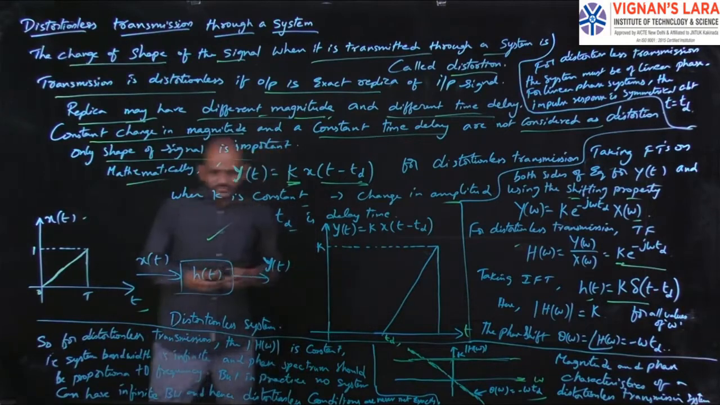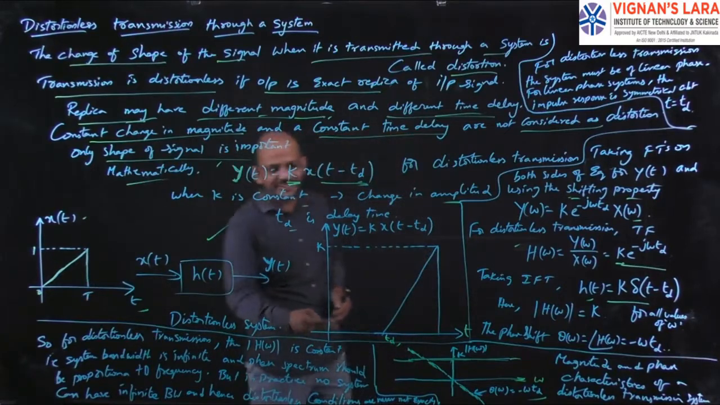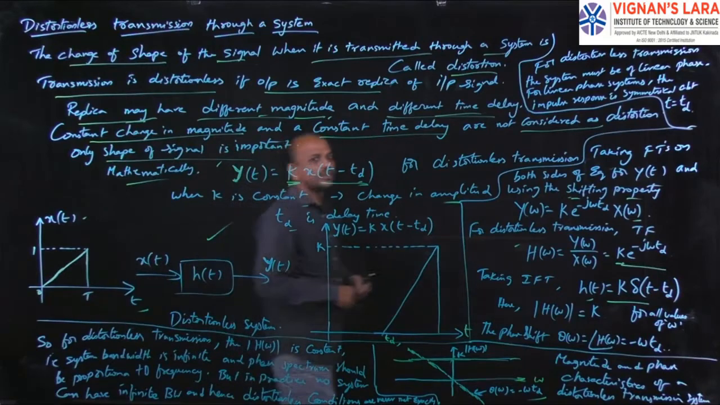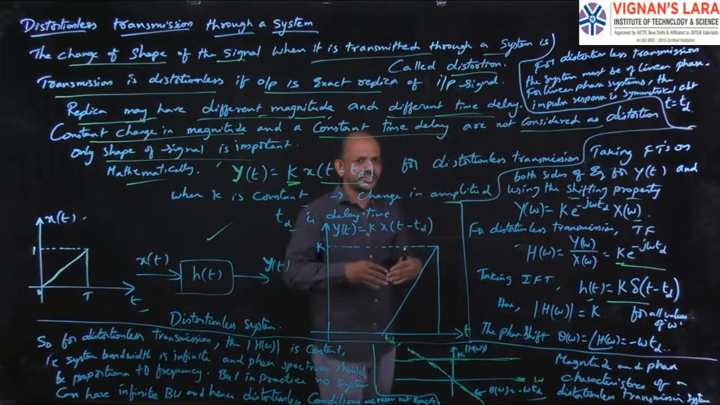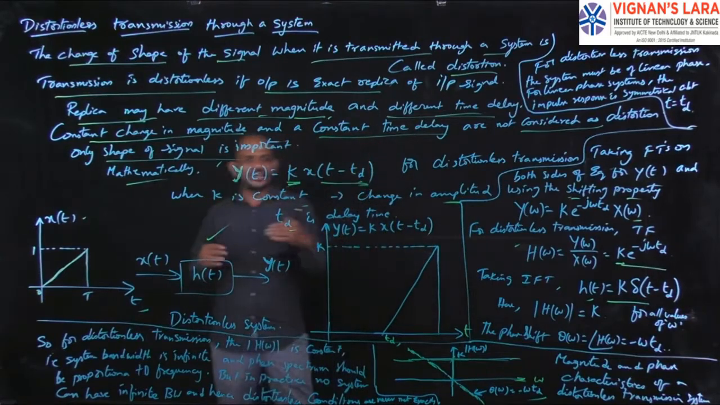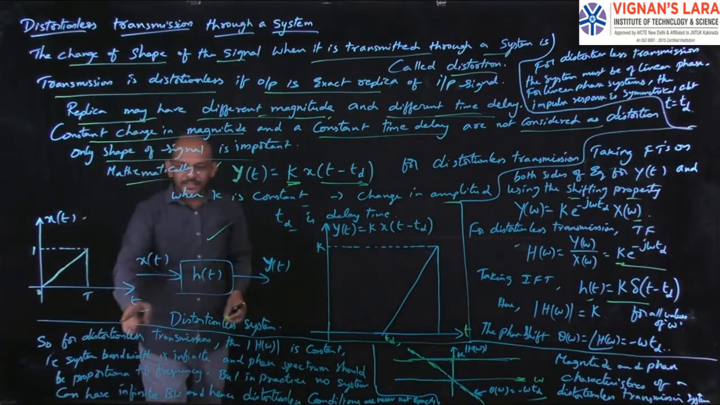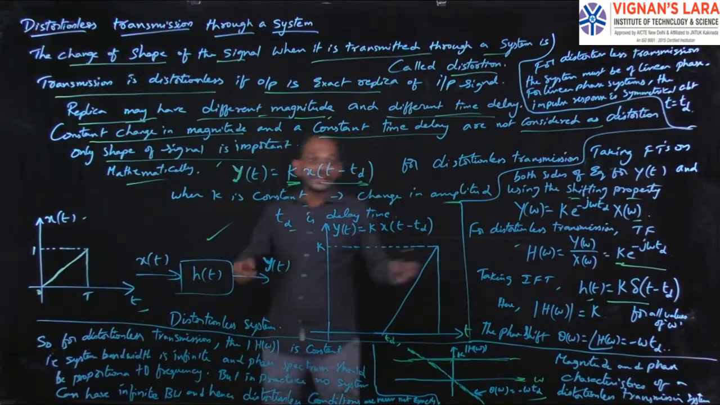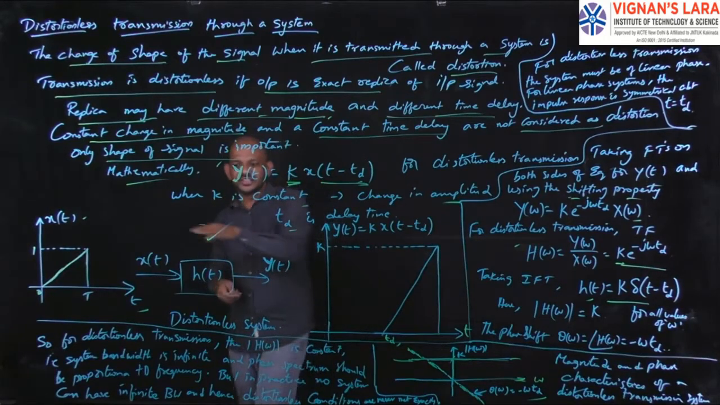Now see, for distortionless transmission, the magnitude of the transfer function, the mod of H of omega, is constant. So all the frequency components will undergo a constant amplification or attenuation. That is, the system bandwidth is infinite. The amplitude is raised constantly or attenuated constantly.